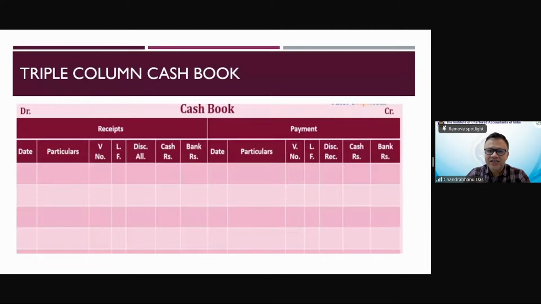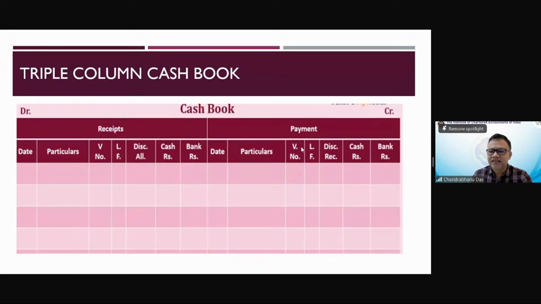Now, very important is the cash book. I'm showing you a triple column cash book, which I think all of you have definitely studied. There is a discount column for any discount allowed or received, then cash for all cash transactions, and a third column called the bank column. This bank column needs to be reconciled with the bank because it talks about the transactions with the bank. You can see this bank column on the debit side and on the credit side also.